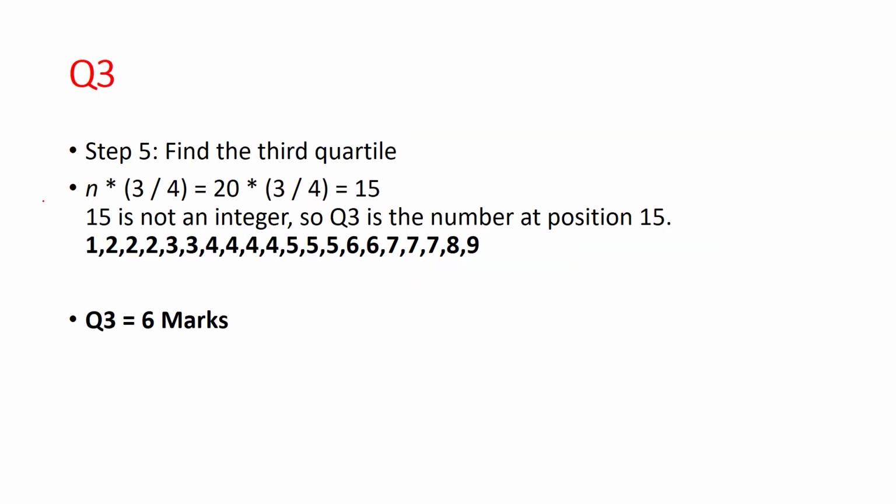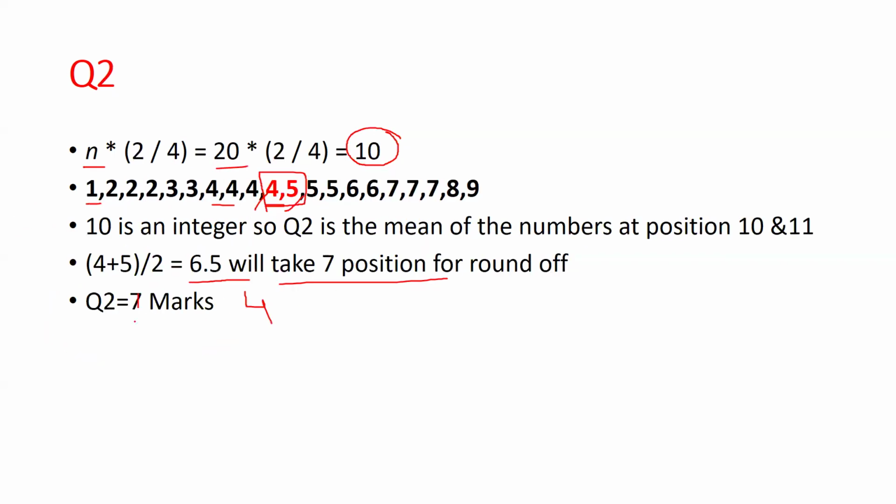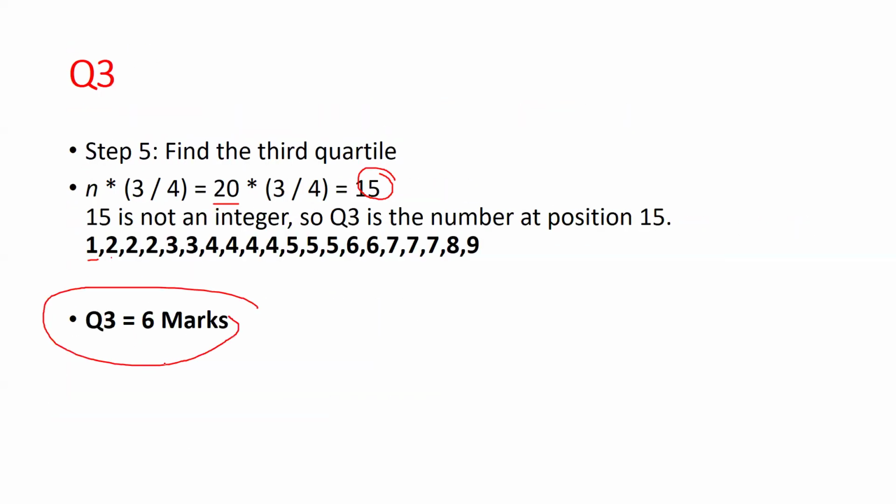Next, we come to the Q3. So step 5, find the third quartile. Third quartile is the same, n multiplied by 3 by 4. So 20 is my n and 3 by 4. So that means that is the 15th position. So I would find out 1, 2, 3, 4, 5, 6, 7, 8, 9, 10, 11, 12, 13, 14 and 15. So 6 marks are my quartile 3. So now you can see Q2 is 4, Q1 is 3, and Q3 is 6.